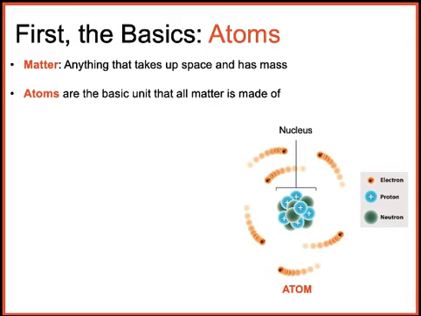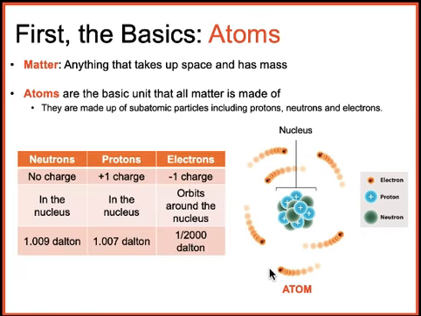It's that simplest unit. They are made up of subatomic particles. So you have protons that are positively charged and reside in the nucleus of the atom. Neutrons have no charge and weigh approximately the same as protons, and they are also the other component of the nucleus. And then the nucleus is surrounded by a cloud of electrons.